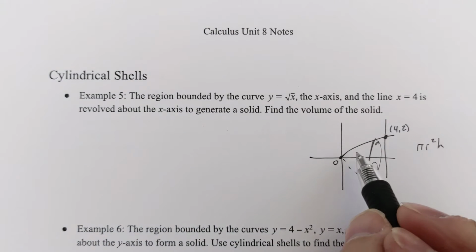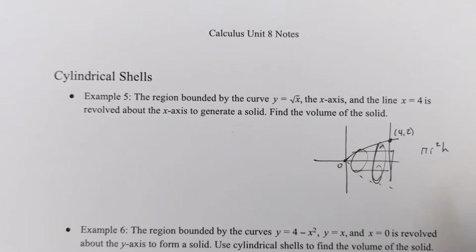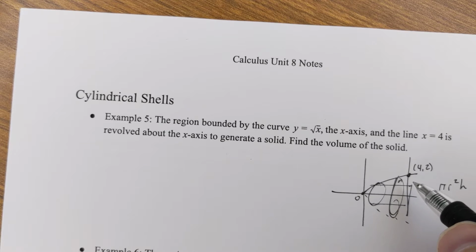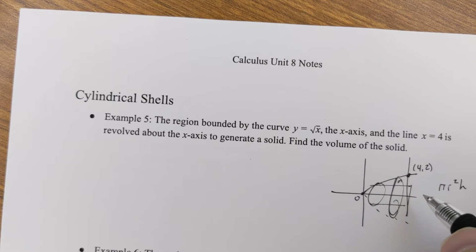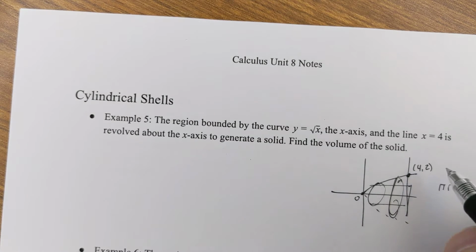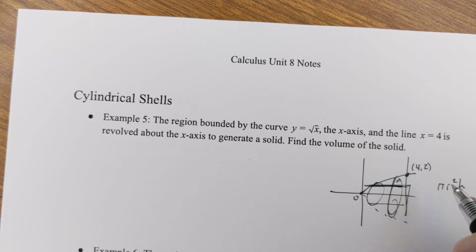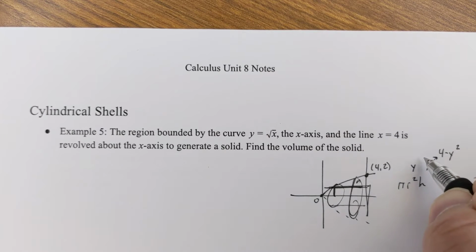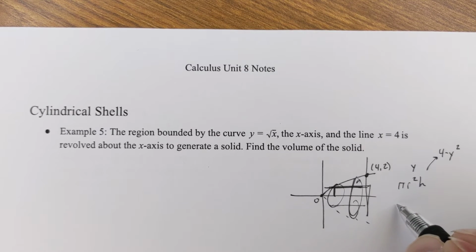Yeah, so our cylinders are running this way, okay? These are revolving about the x-axis. The cylinder's height is given by 4 minus y squared. It's this distance here. The radius is just the y value. So this would become pi times y squared times 4 minus y squared.